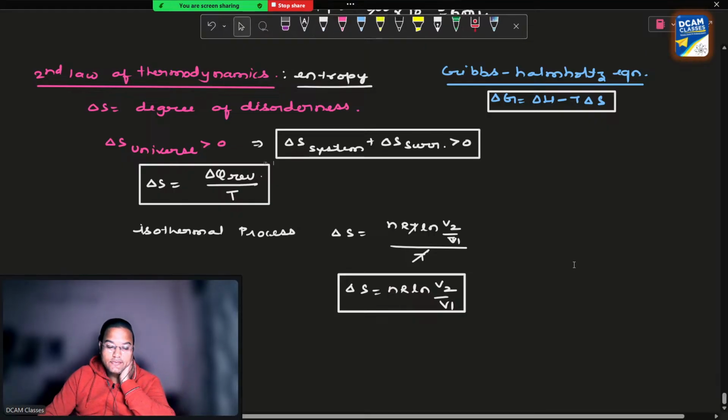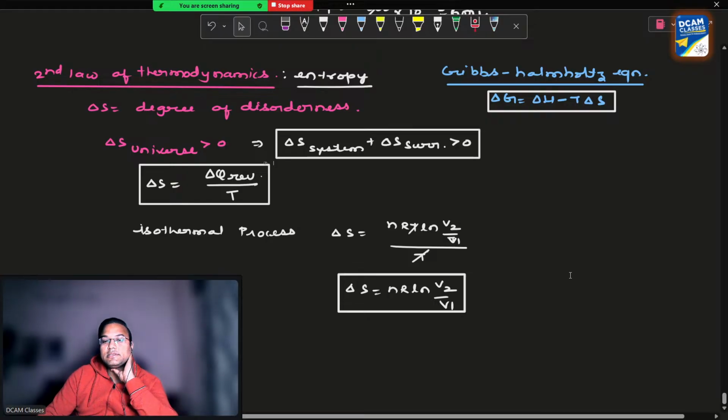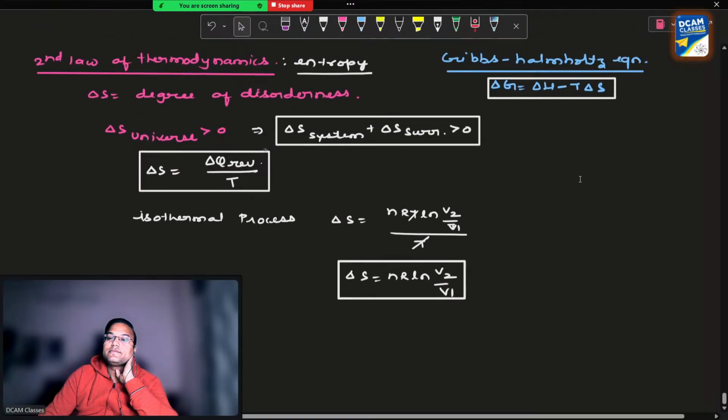These were the things. If you want, I'll give you some questions, but before that, let me cover the topics. In the next class, I'll be starting one new topic, that's your heat and mass transfer. Okay.